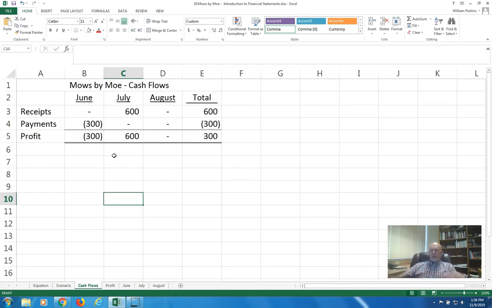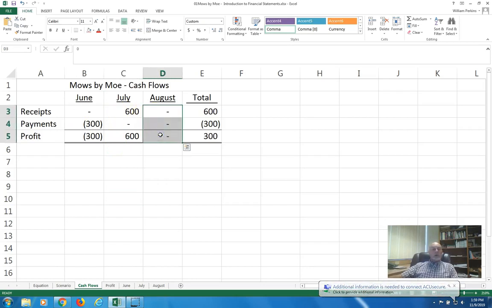But if you think in the first month, the business bought a $300 lawnmower, so we had $300 going out the door. And then all the money was collected from the customers in July, and so we had a lot of collections in that month. And then we didn't have any additional cash flows in the month of August besides those dividends that we were paid. So if you focus on cash flows, it looks like we have a very erratic business.